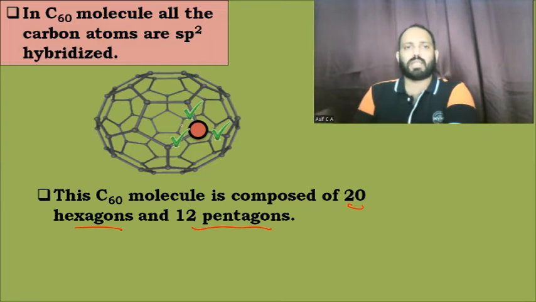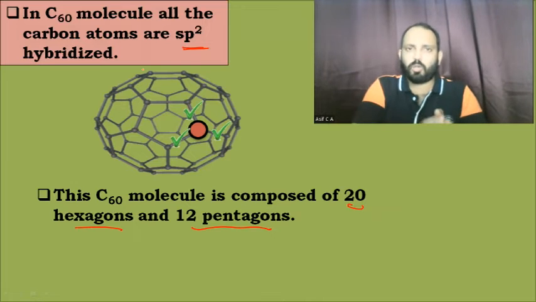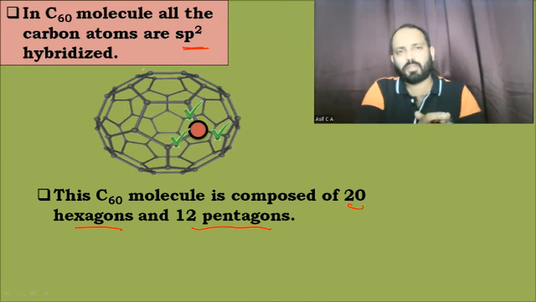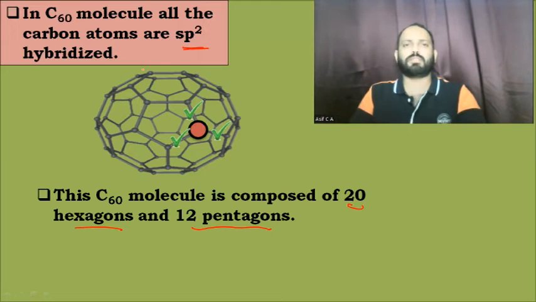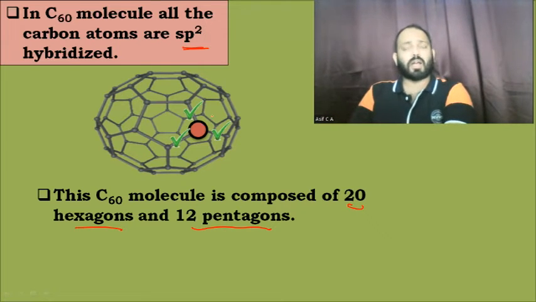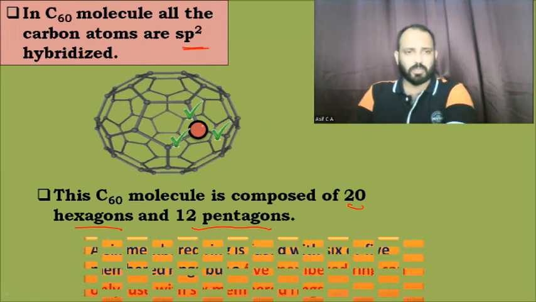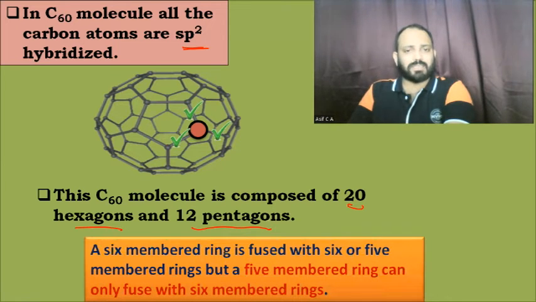So you can see that carbon is sp2 hybridized. Fullerene and graphite carbon have sp2 hybridization. When it comes to diamond, carbon is sp3 hybridized. And how many 6-membered rings are there? You know it is 20 hexagons. How many 5-membered rings? 12 5-membered rings are there.